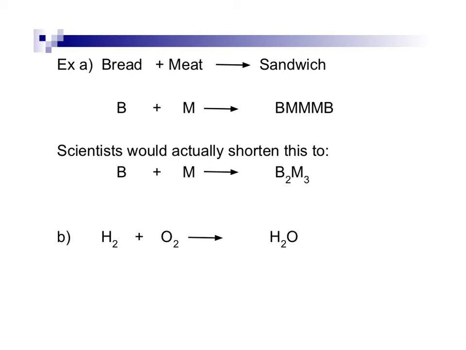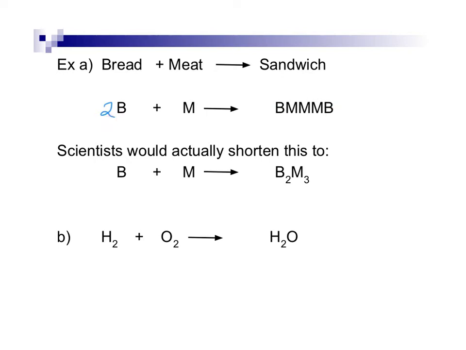Notice that this equation that I've written here is not balanced. On the left side, I only have 1 bread, but on the right side, I have 2. To fix that, what we do is we add a big number out in front that multiplies the element or the item that we're using. So now I have 2 breads on each side.